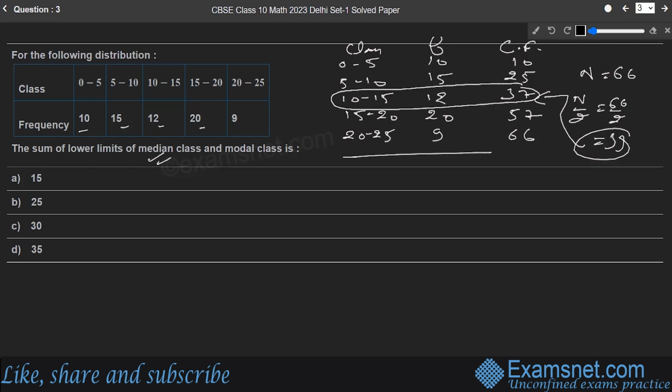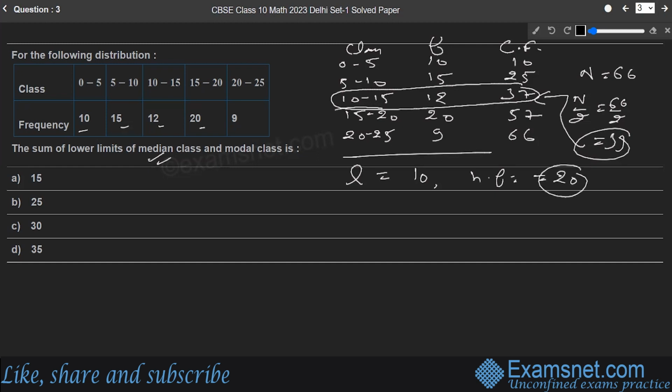So we can say the lower class limit, that is L, of the median class is 10. And then we can say the highest frequency. Okay, where is the highest frequency achieved? Highest frequency is nothing but 20, and which lies in which particular class?